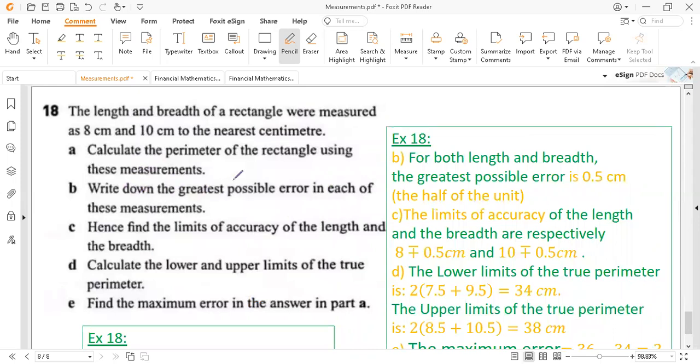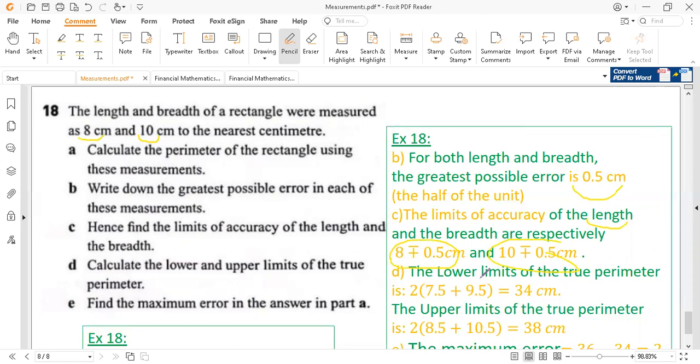Write down the greatest possible error in each of these measurements. In each of these measurements, the last significant figure is the unit. So normally the greatest error is 0.5. Hence, find the limits of accuracy. The limit of accuracy for the length is 8 plus minus the greatest error, and for the breadth it is 10 plus minus the greatest error.